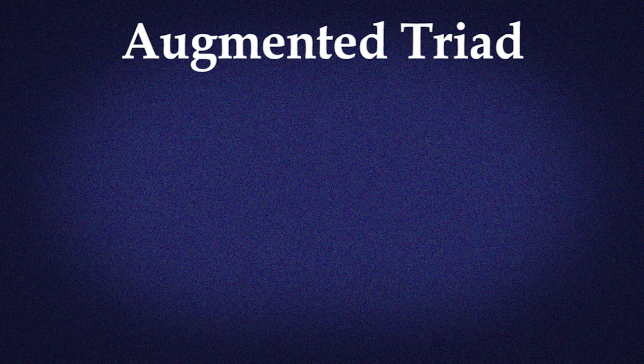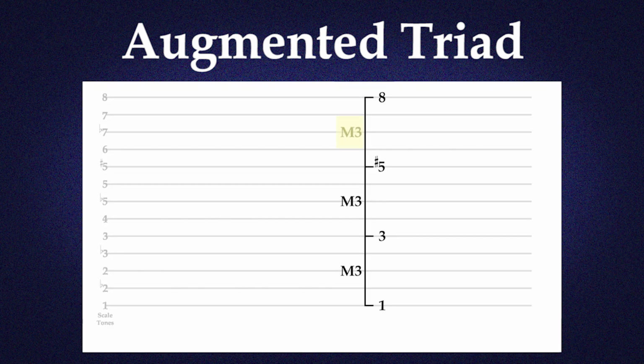Okay, looking at our augmented triad. Adding a major third to an augmented triad actually gets us back to the root of the chord. Looking back at the structure of an augmented triad, it is made up of 2 major thirds. The fact that the additional major third lands on the root means that this is a symmetric shape.